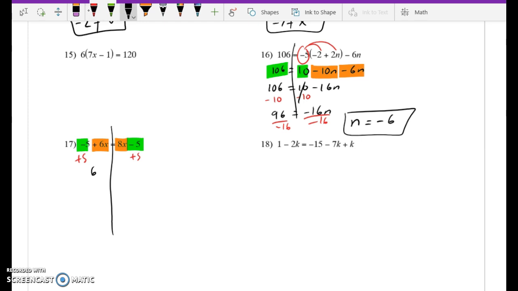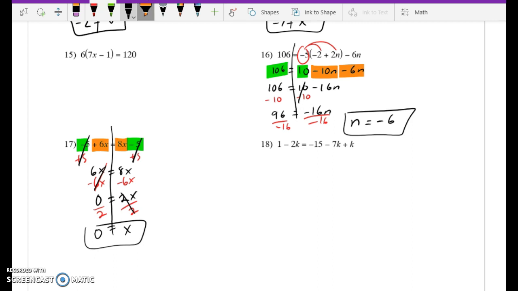That gives me 6x equals 8x, because these two cancel. You subtract, it doesn't matter which one. This gives you 0 equals 2x. You divide by 2 to give you x equals 0.